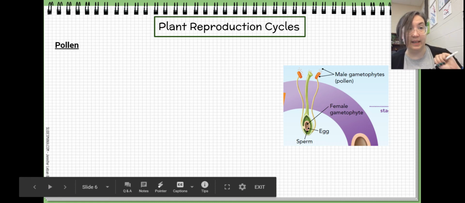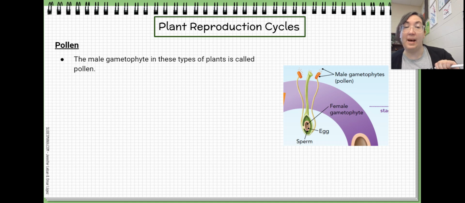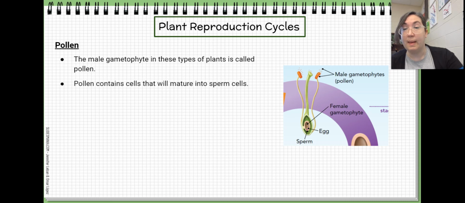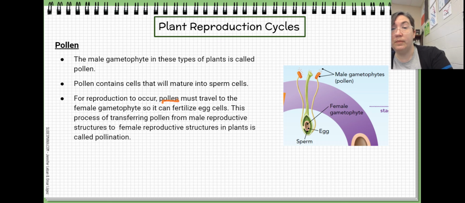So let's really dig into what's happening in these plants. So pollen, we've all heard of pollen, I'm sure. So pollen is the male gametophyte, male sex cell in these types of plants. Pollen contains cells that will mature into our sperm cells. For reproduction to occur, pollen must travel to the female gametophyte so it can fertilize the egg cells.